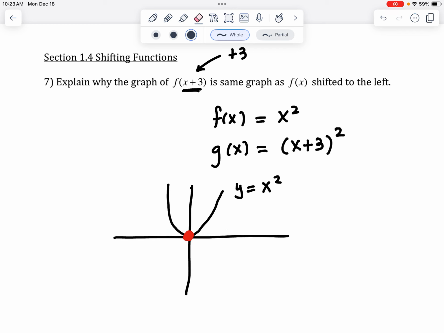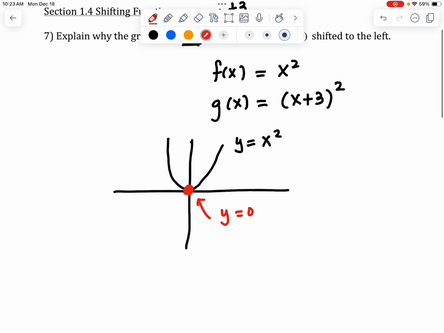Well, notice that for that point right there, that y is equal to 0. And then we could find out what x equals. So just substitute y equals 0. And you could take the square root of both sides. The square root of 0 is 0, so that means x equals 0. Okay, good. That's the origin.